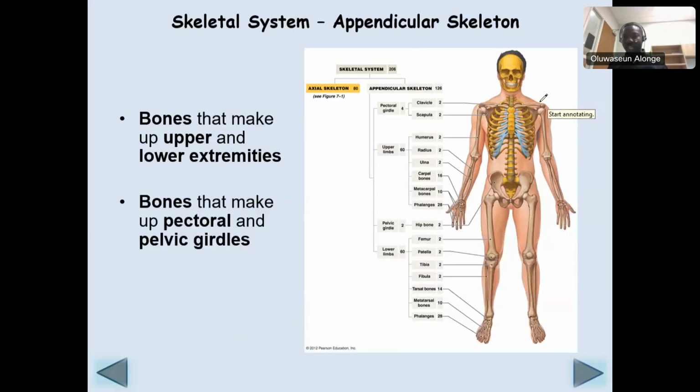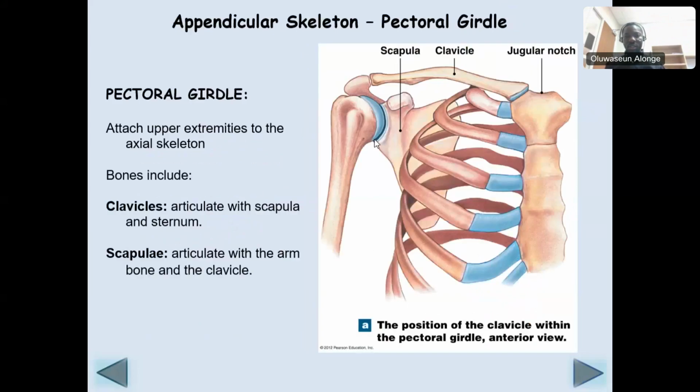Here are the attachments to our body: the pectoral girdle, the upper limb, the pectoral girdle, the upper limb, the pelvic girdle, the lower limb. Those are the bones that make up the appendicular skeleton. The first thing we will look at is the pectoral girdle.